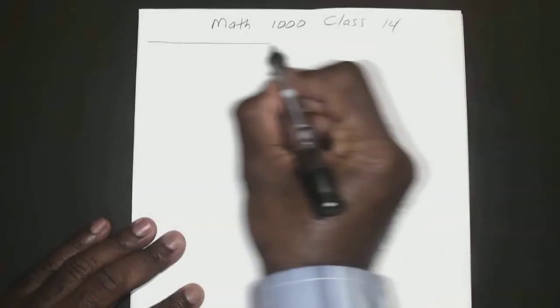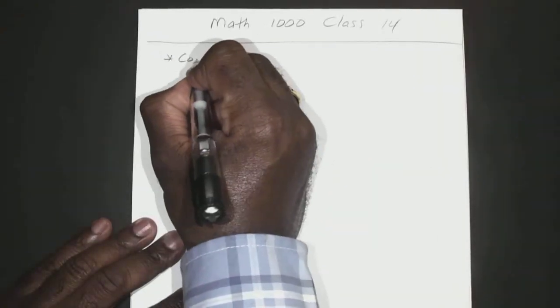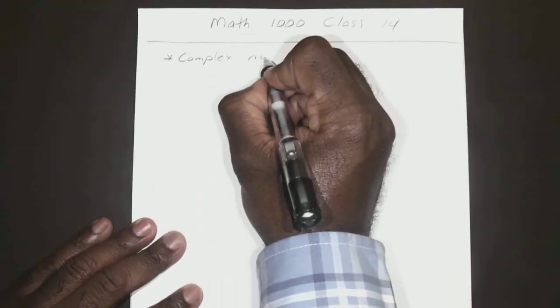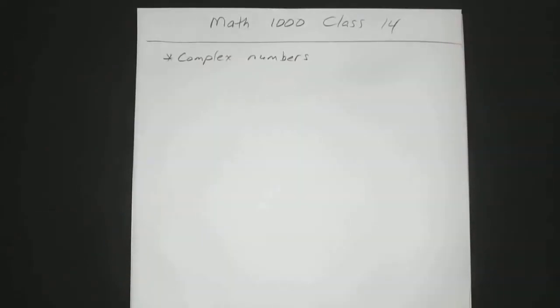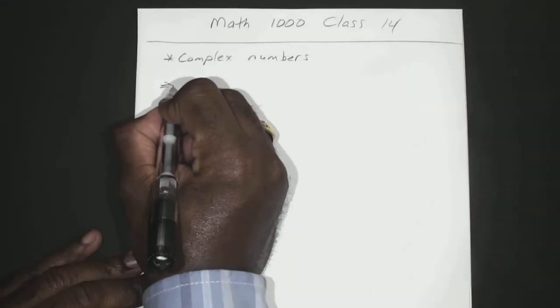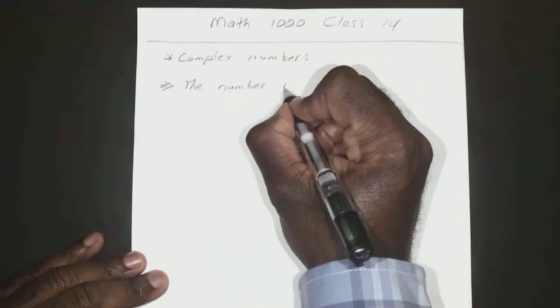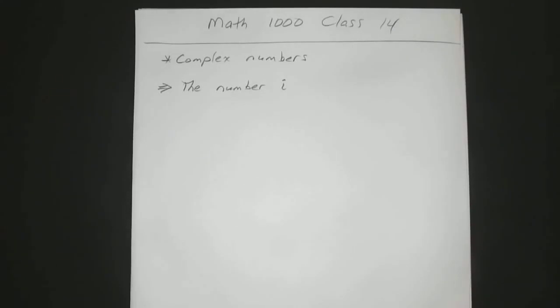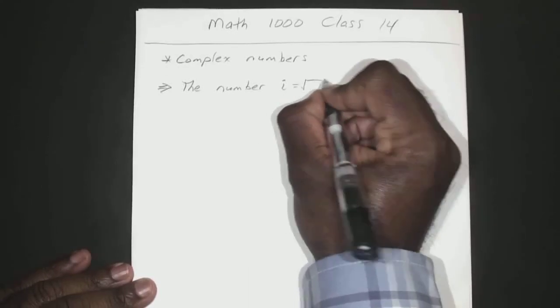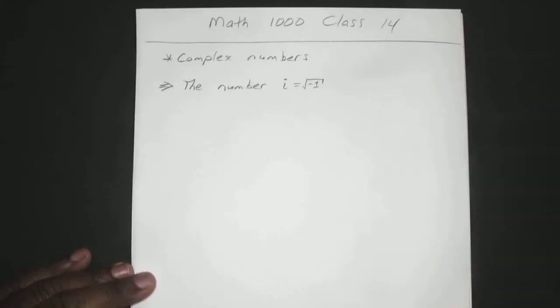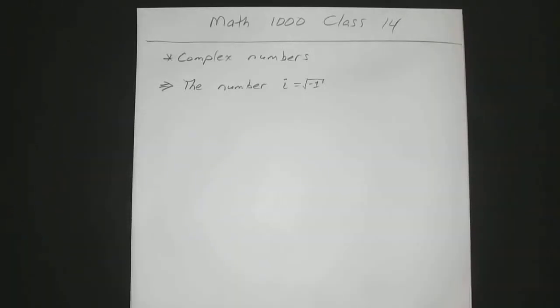Today we're going to start on complex numbers. And specifically, that's the number i. i actually equals the square root of -1. Okay, so all those negative square roots that we couldn't do anything with before, now we can do something with them.